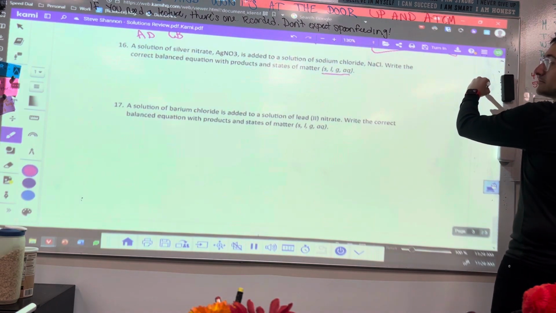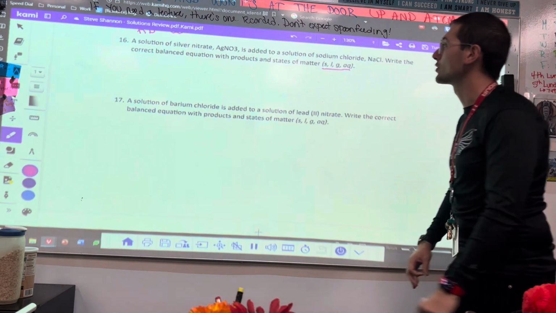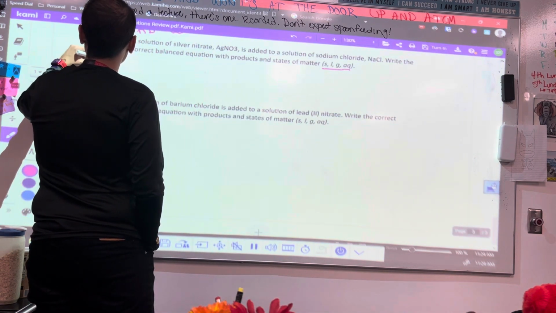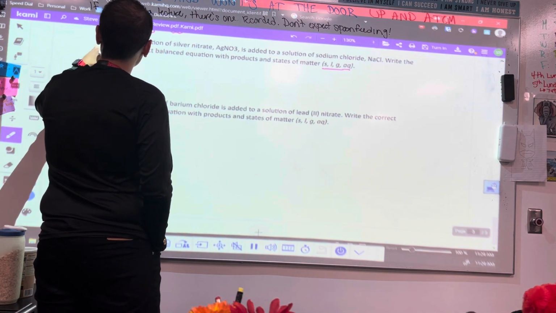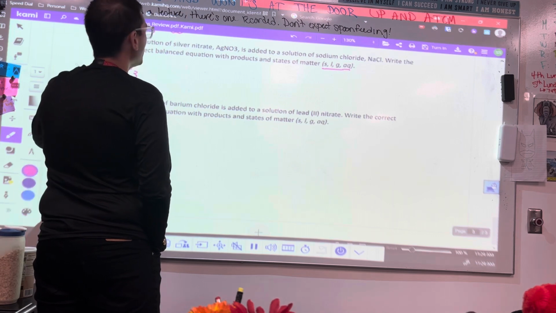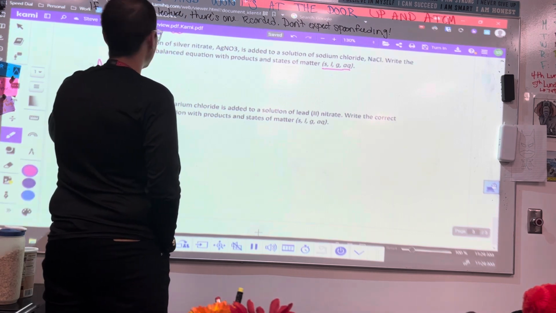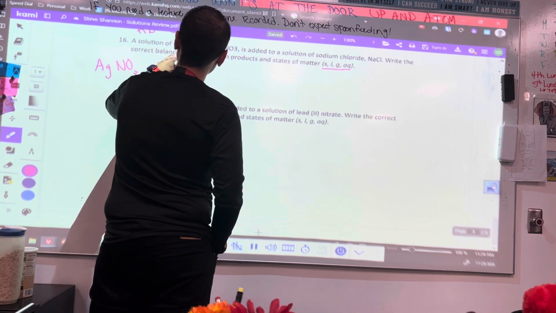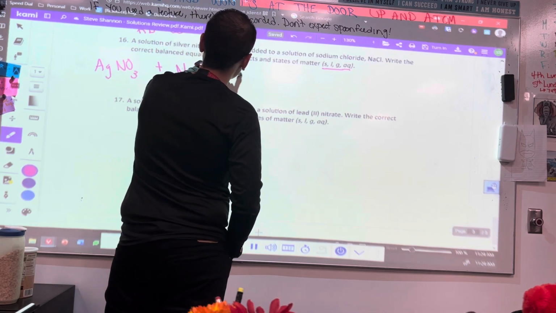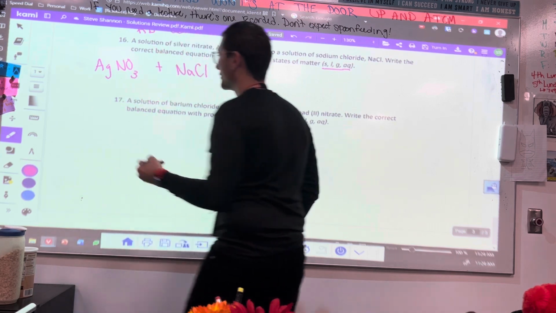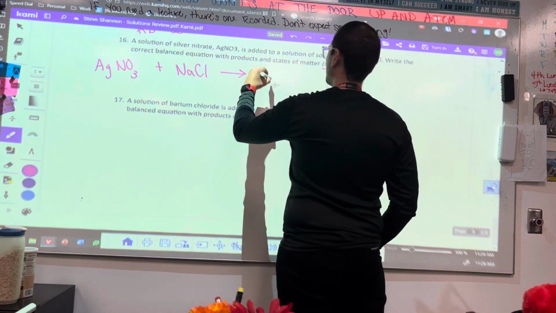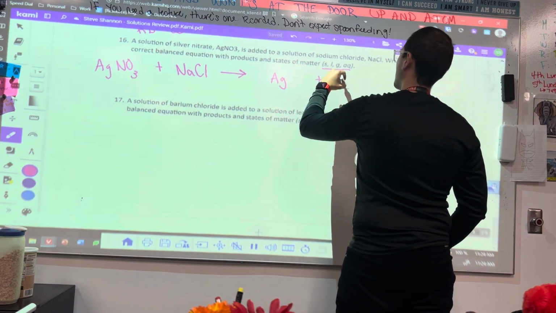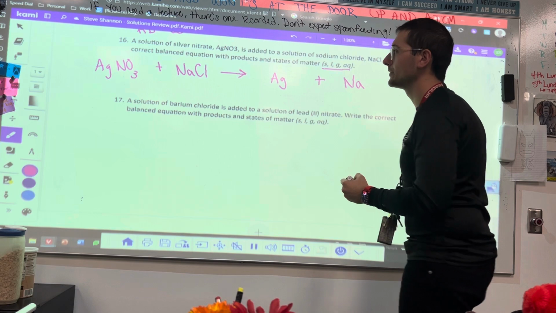Number 16. Write the correct balanced equation. So I have silver nitrate, AgNO3, is added to a solution of sodium chloride, NaCl. I do another double replacement, so I'm going to keep Ag right where it is, and I'm going to keep Na right where it is.